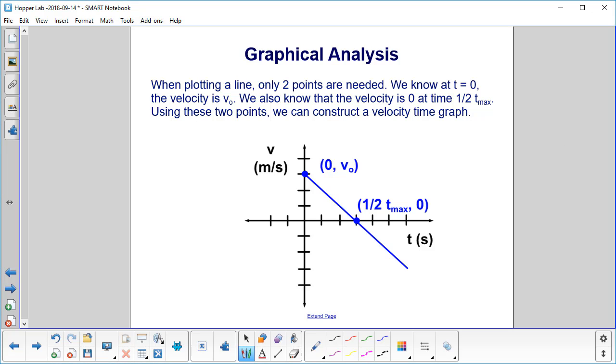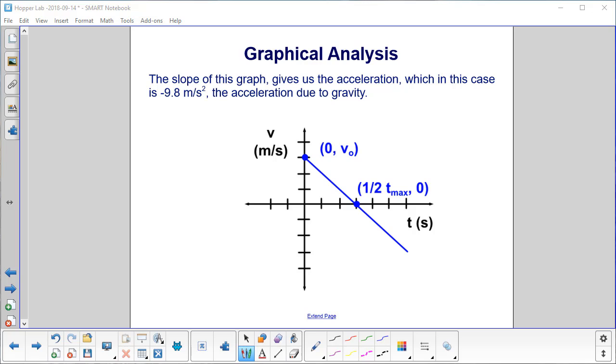Let's switch to a graphical analysis. When you plot a line, you only need 2 points. We know that at time equals 0, the velocity is V0. That's this point right here. We also know that the velocity is 0 at time 1/2 t max. So we go ahead and plot this point. Then we connect them up and we have a velocity time graph for the Hopper lab.